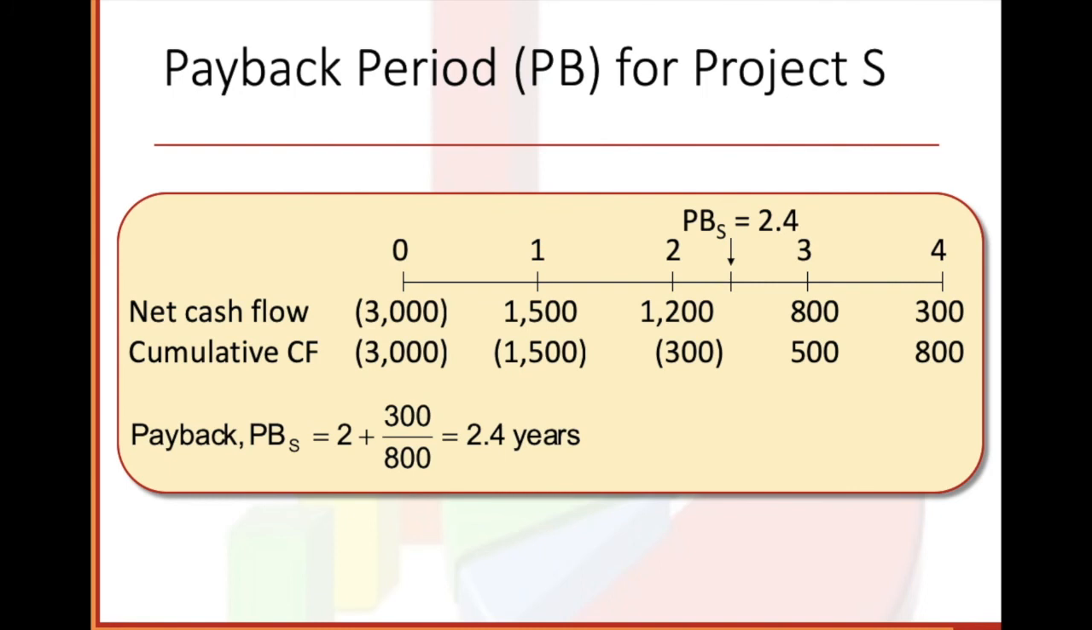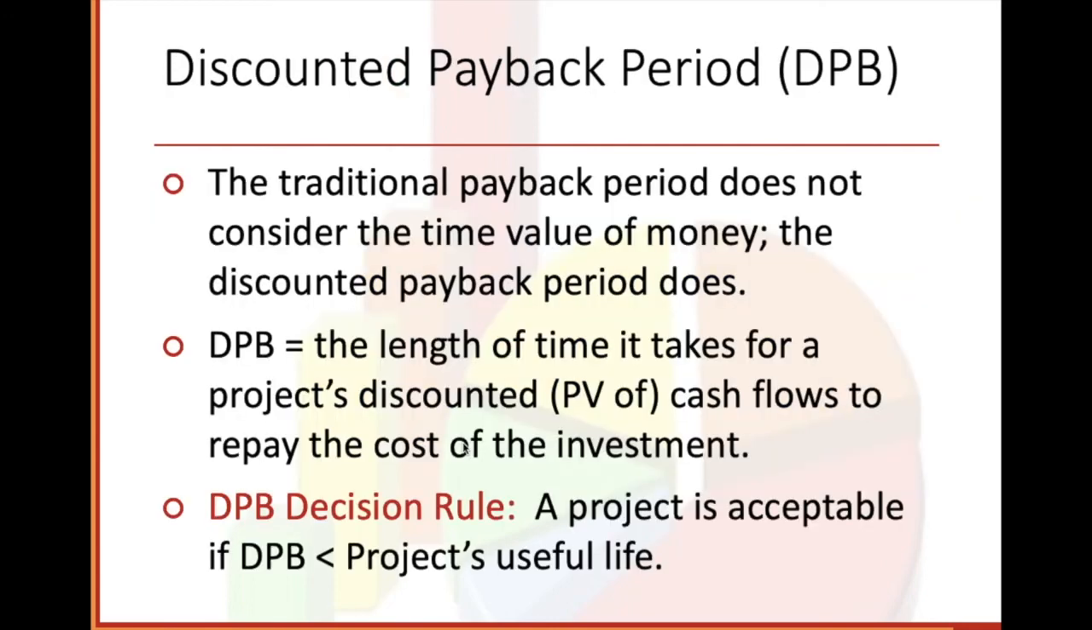So here's the payback period for project S. Taking a look at that, you have 0, 1, 2, 3, and 4. So payback equals 2 plus 300 divided by 800, which is 2.4 years.